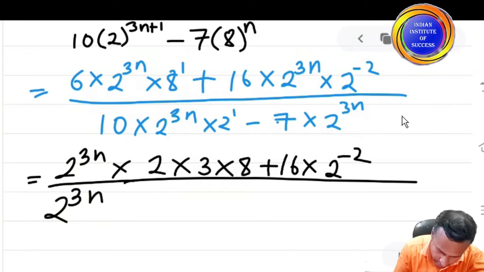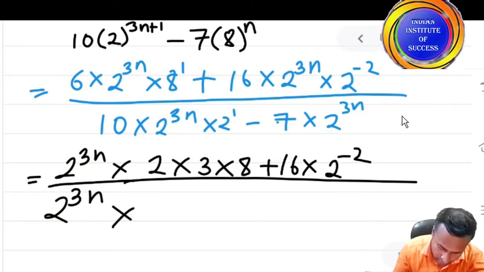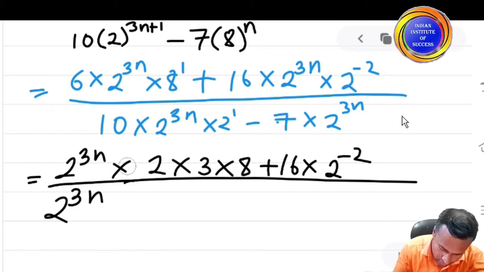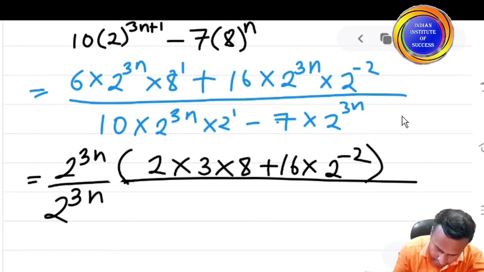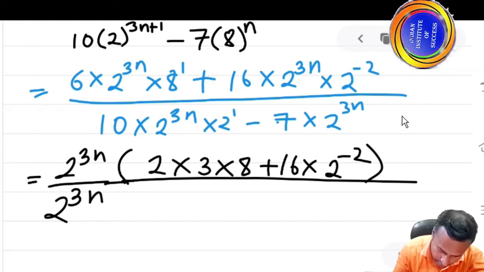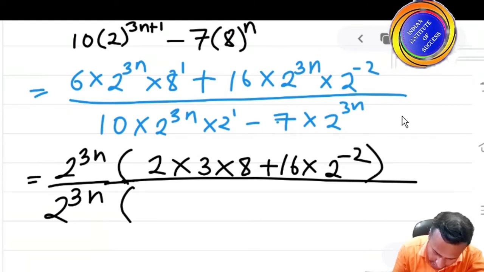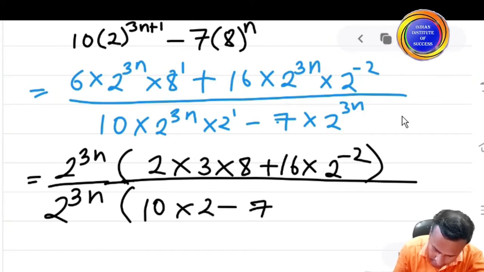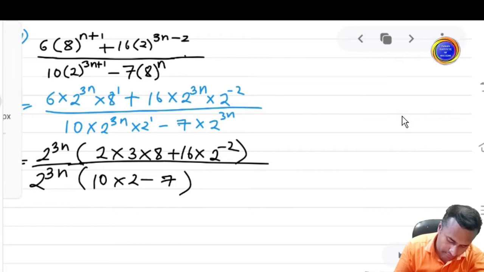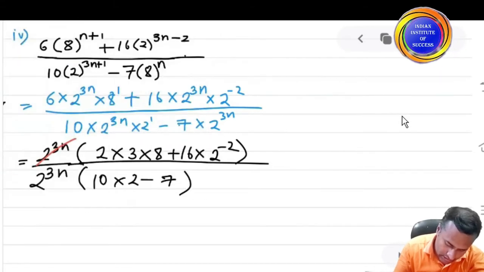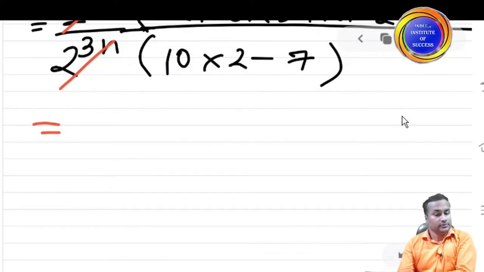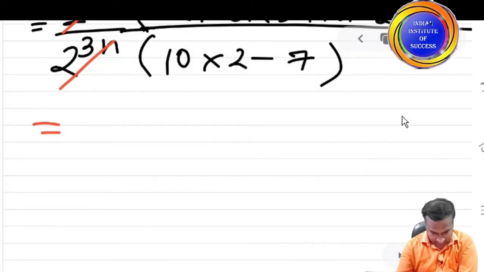Now here we have taken common, so we cannot put into here. We will put bracket here also. So 10 into 2 minus 7, 3 and common. Now what will cancel out. Now here what we have to do? Now students, give attention to this.